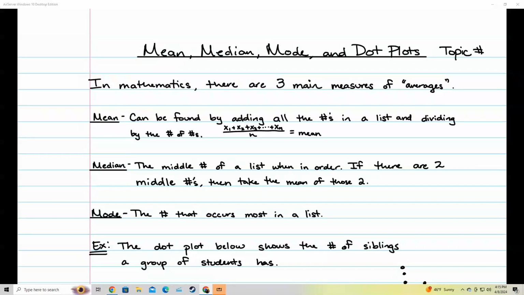The one that most people would refer to as the average is the mean. The mean can be found by adding all the numbers in a list and dividing it by the number of numbers. There's a formula to find the mean. You take your first number, add it to the second number, add it to the third number, add it to the fourth number. You keep adding all the numbers until you get your nth number. And then at the very end, you divide it by the number of numbers, which in this case would be n. So the formula is add up all the numbers and divide by the number of numbers.